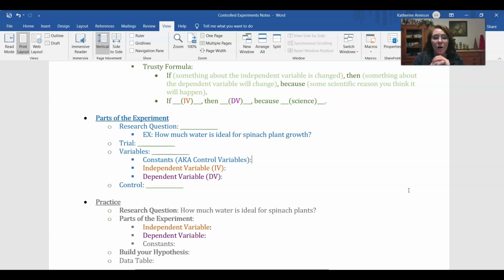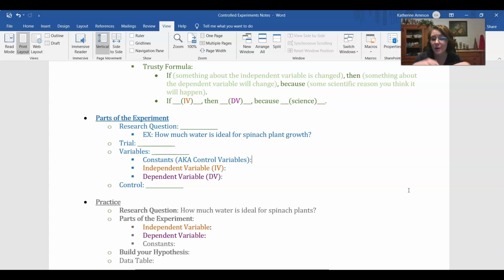Okay, the control, and this is why I hate that people say control variables, because the control is a totally different part of the experiment. The control is the trial with no independent variable added. It's the trial with no independent variable. Basically, it's there to make sure you don't mess up.